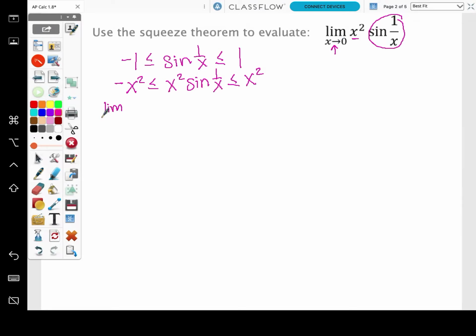So I'm going to write this. Limit as x approaches 0 of negative x squared less than or equal to, sorry, that came out kind of messy, less than or equal to the limit as x approaches 0 of our target function and limit as x approaches 0 of x squared. Now it's a lot of writing, and yes, you need to do all of this writing every single time. I don't have a lot of them for you on the worksheet, but it is super important. Remember, notation is key in AP Calc if you want to get the right things.